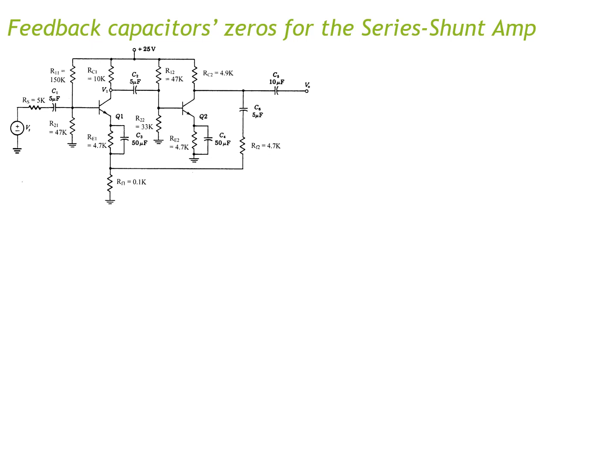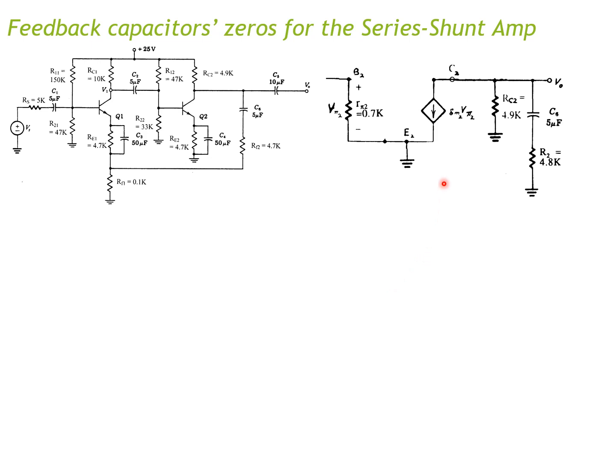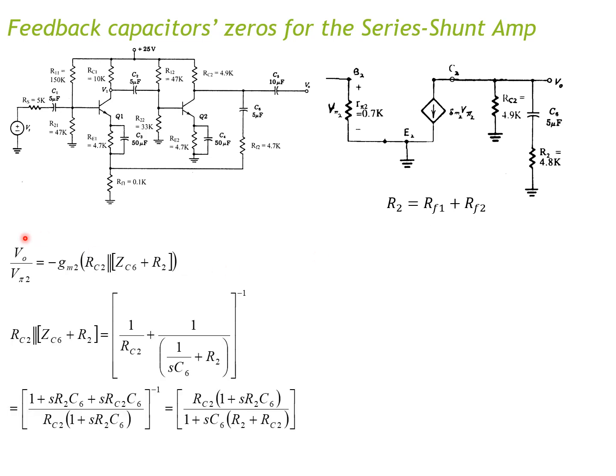Now for the feedback capacitor zero, okay, we need to write this branch one more time with everything else shorted out, with R2 equal to RF1 plus RF2. So if we see the relationship between VO and V pi 2, that's going to be gm1, well, actually I'm sorry, gm1 multiplied by RC2 in parallel with these two things in here. Okay, that is the impedance of C6 plus R2. So gm multiplied by these two in parallel.